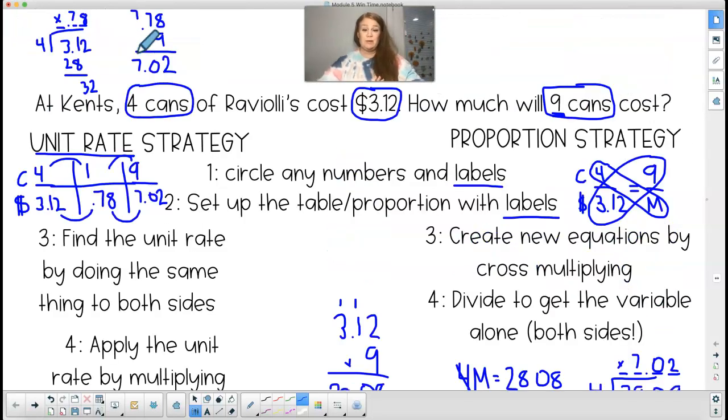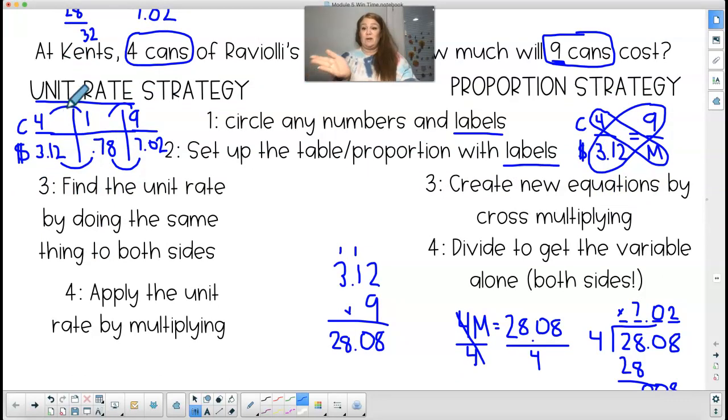So you can choose which way you like, but I'm expecting to see your numbers and labels circled. I'm expecting to see how you set it up. Did you choose to just go straight to the number, or did you put it in a table? In this one, you're going to find the unit rate, then apply it. This one we cross and then divide by the other one. So I'm doing $3.12 times 9, and then we divided it by 4.